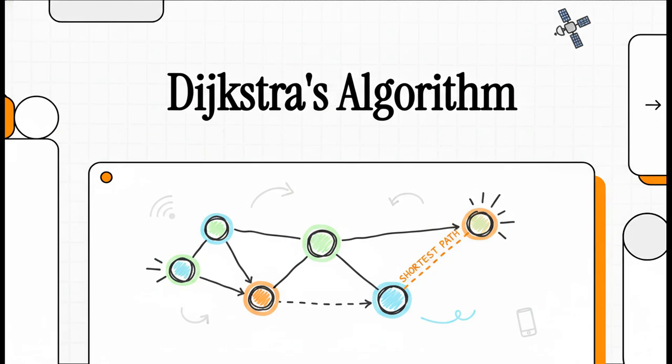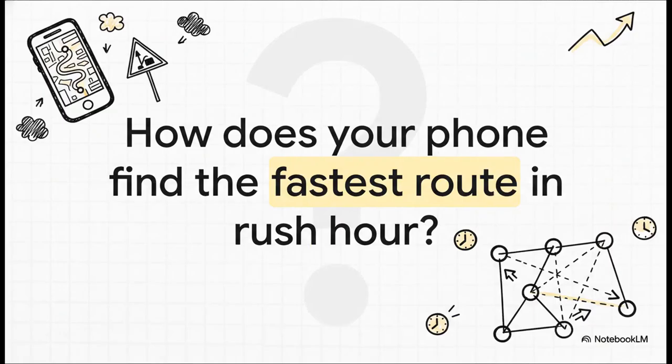All right, today we're pulling back the curtain on the magic that powers everything from your GPS to the internet itself. We're going to break down one of the most important algorithms ever created, Dijkstra's algorithm. It's the secret sauce for finding the shortest path. Have you ever really stopped to think about how this works?